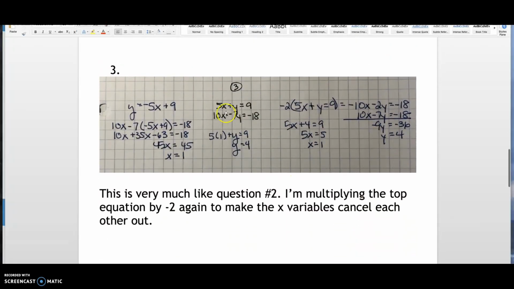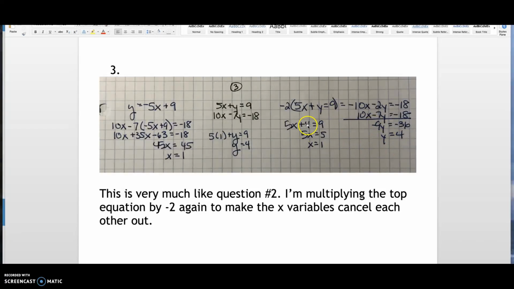Here's the next question. I've got 5x plus y equals 9 and 10x minus 7y equals negative 18. This is very much like question 2. I'm going to multiply the top equation by negative 2 again to make the x variables cancel each other out. I did that here, and I got to negative 10x minus 2y equals negative 18. And then this equation, the second one, I just rewrote it. 10x minus 7y equals negative 18. That got me to negative 9y equals negative 36, and negative 36 divided by negative 9 equals 4.